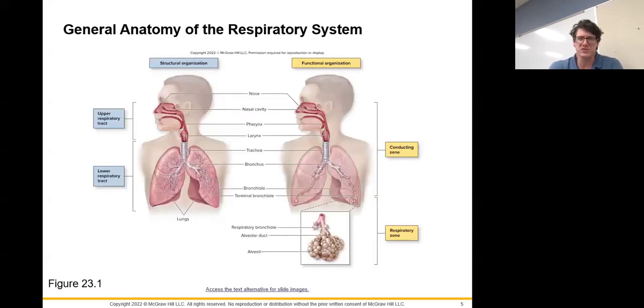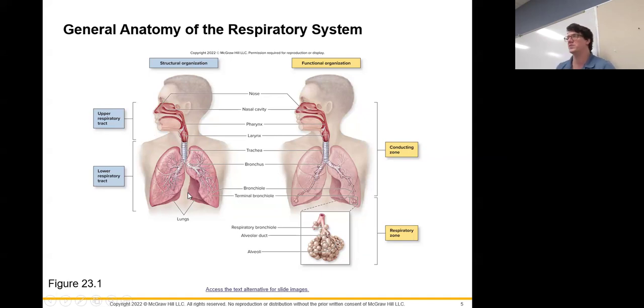Now, we're going to organize the respiratory system in two major ways. We have either structurally or functionally. Structurally, we have the upper respiratory tract, which is going to be things like your nose, your naso-, laryngo-, and oropharynx, basically up to your trachea, and then below your vocal folds, so from your larynx down, that's going to be your lower respiratory tract.